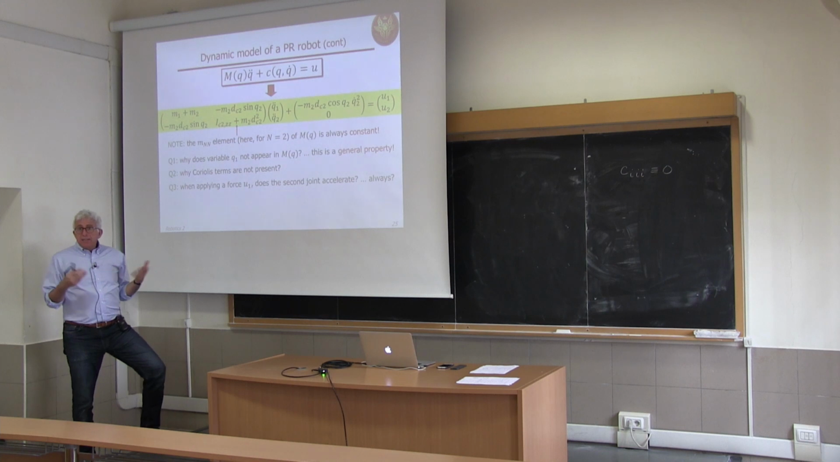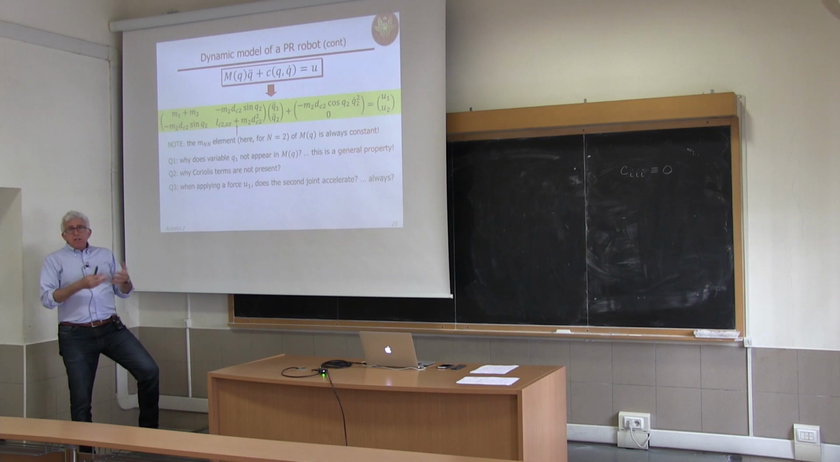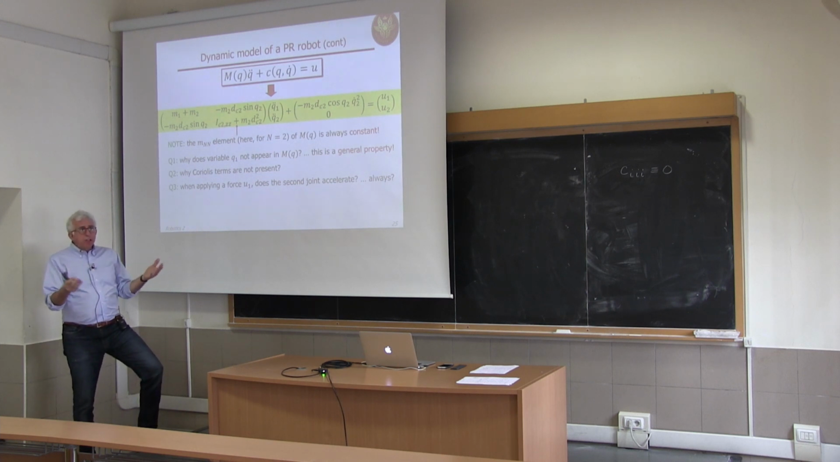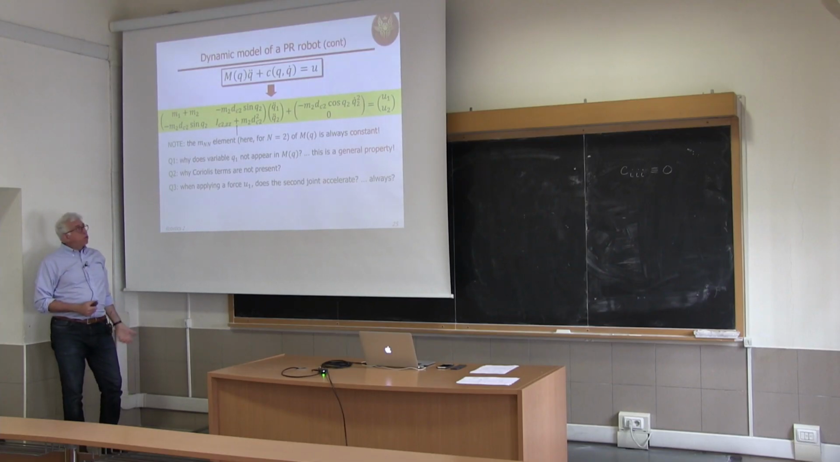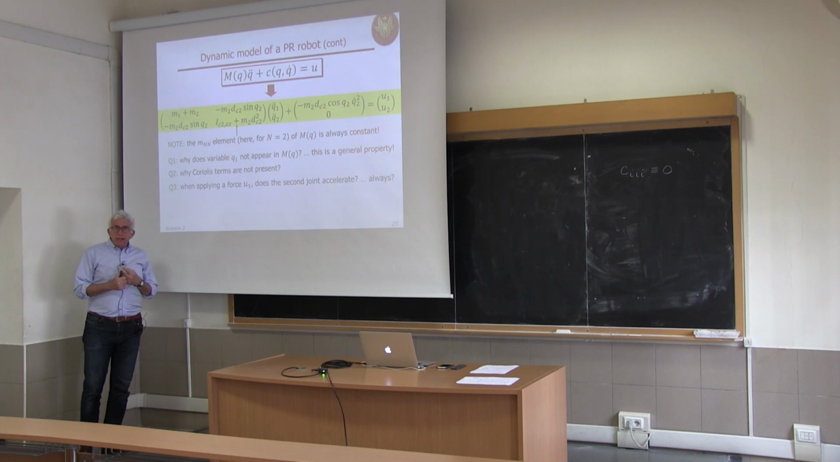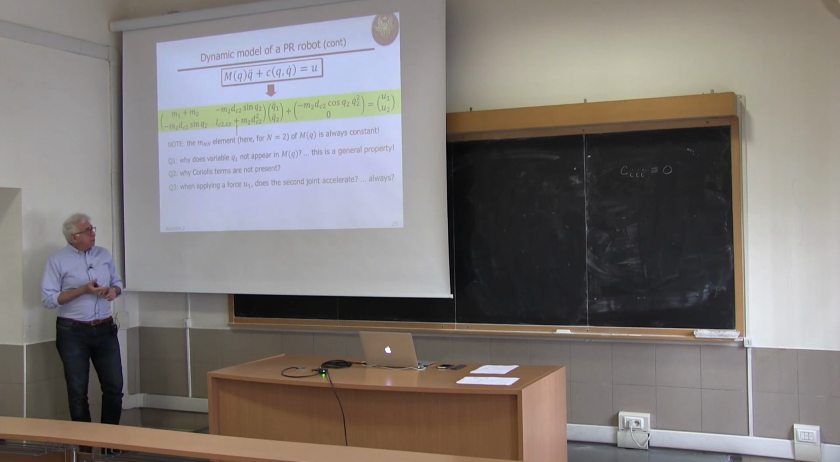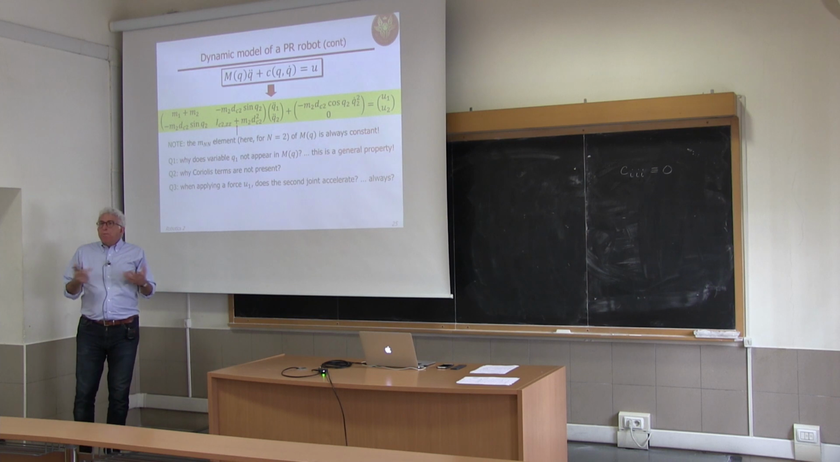So if you're interested in direct dynamics, you should ask yourself, what happens if I'm in a certain state, in a certain configuration with some initial velocity, for instance, 0 velocity, and I'm applying no torque to joint 2, so U2 is 0, but I'm applying a force at joint 1. Then my question, will the first joint accelerate? Will the second joint accelerate? In which direction? Always, it depends, and so on.